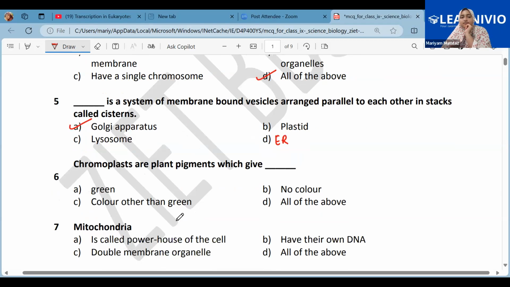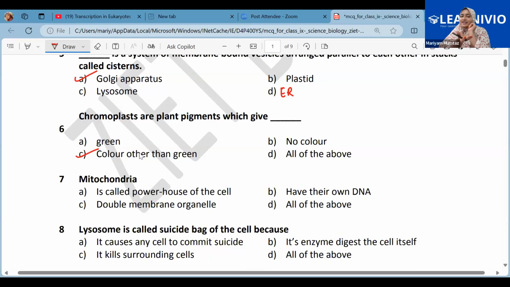Now, chromoplasts are plant pigments which give which color? Green color. They're saying C, ma'am. Because which plastid gives green color? Chloroplast, ma'am. Yes, very good. All right, now mitochondria is the powerhouse of the cell. Very good. All of the above.